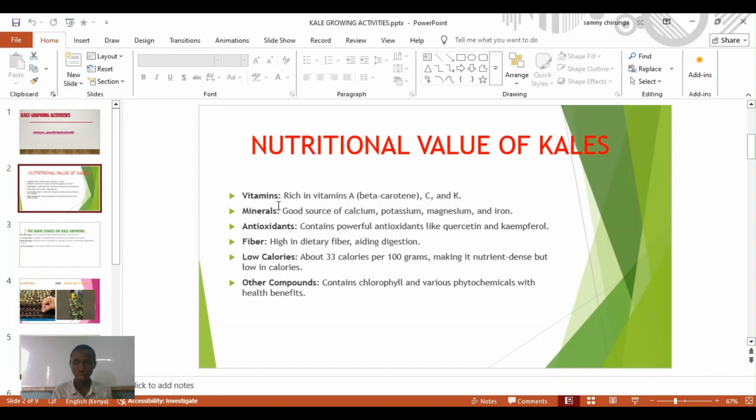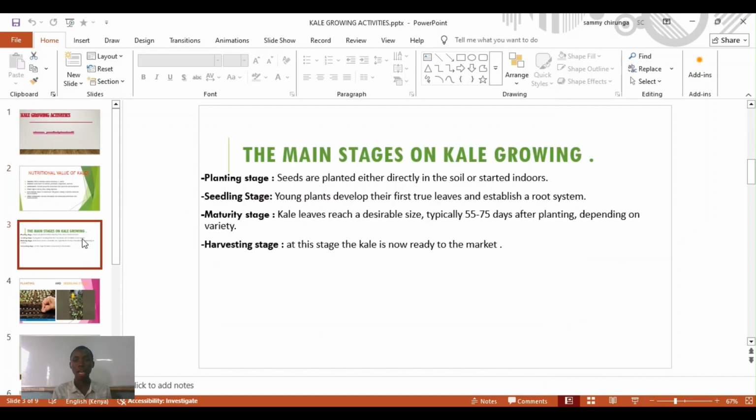Then the last one, we have other compounds. The other compounds found in kales are chlorophyll and various phytochemicals with health benefits. So that is all about the nutritional values of kales. Let me narrow down to the main stages of kale growing.